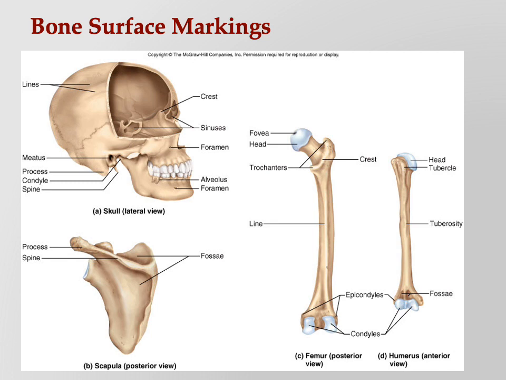Again, just a foramen on the skull, a crest, sinuses or openings. So a meatus, that's the hole where you hear. Look on the femur there, that's your upper leg bone. You can see the trochanters. So again, tuberosities, fossae, epicondyles, condyles. See, these words show up again and again and again. So get used to them.